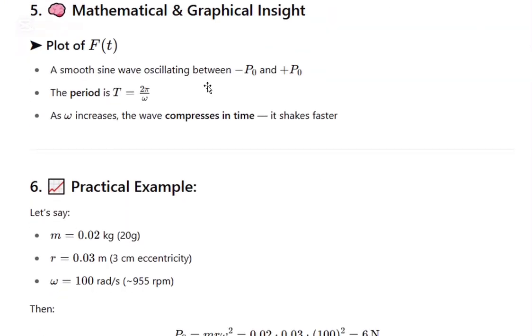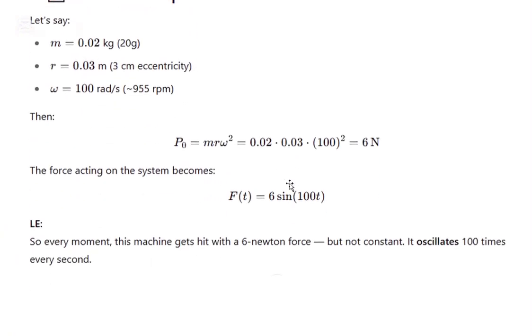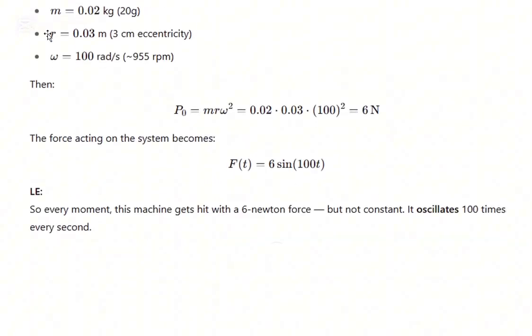Mathematically, it's a smooth sine curve from minus P naught to plus P naught, with time period 2 pi by omega. We compress in time. It oscillates. So every moment the machine gets hit with a 5 Newton force, but not constant. It oscillates 100 times every second.